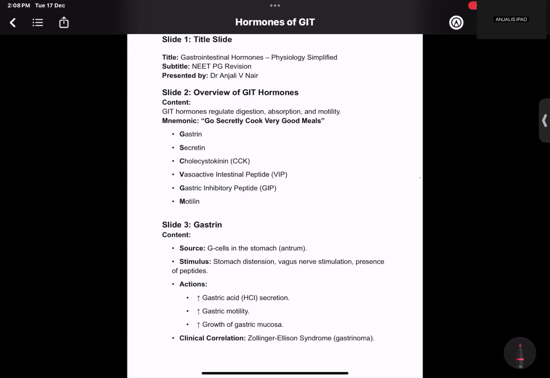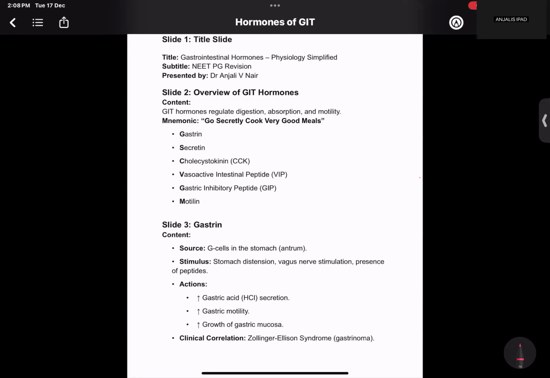Anjali, and today I'll be presenting on a high-yield topic for NEET PG, gastrointestinal hormones. This topic is clinically important and frequently asked in exams. I'll simplify the concepts, give you mnemonics, and help you link it to clinical scenarios. So let's get started.